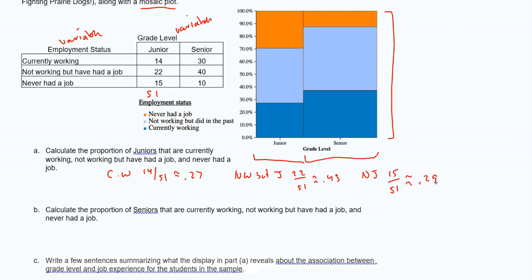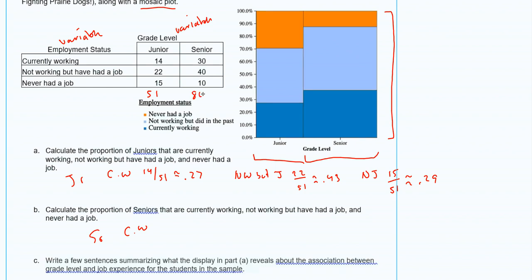Okay. Now, the next thing they ask us to do is calculate the proportion of seniors that are currently working, not working but have a job, and never had a job. So now we're going to do the same thing for seniors. These were for juniors, and now we're going to do seniors. So currently working, we have to figure out the total number. If you see this, we have 30 plus 40 plus 10, and we see that we have 80.